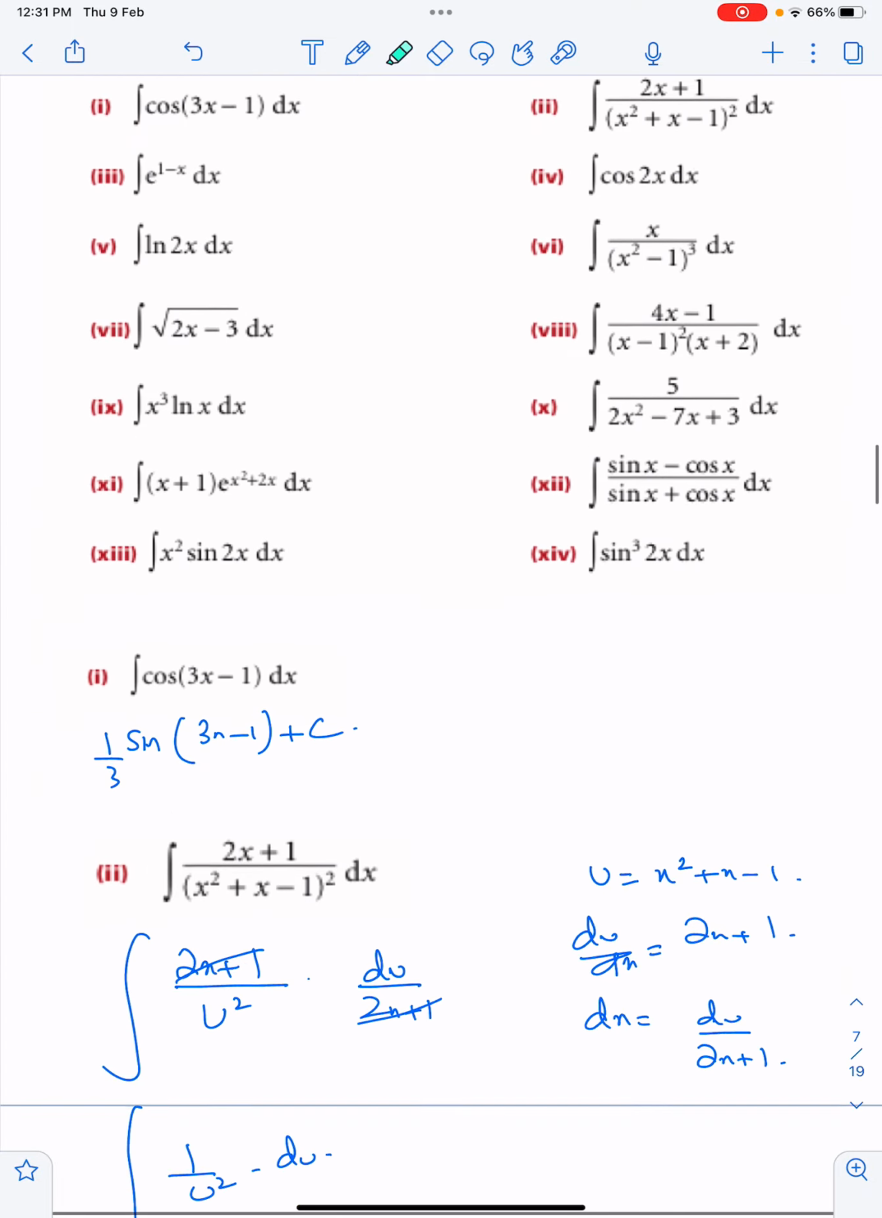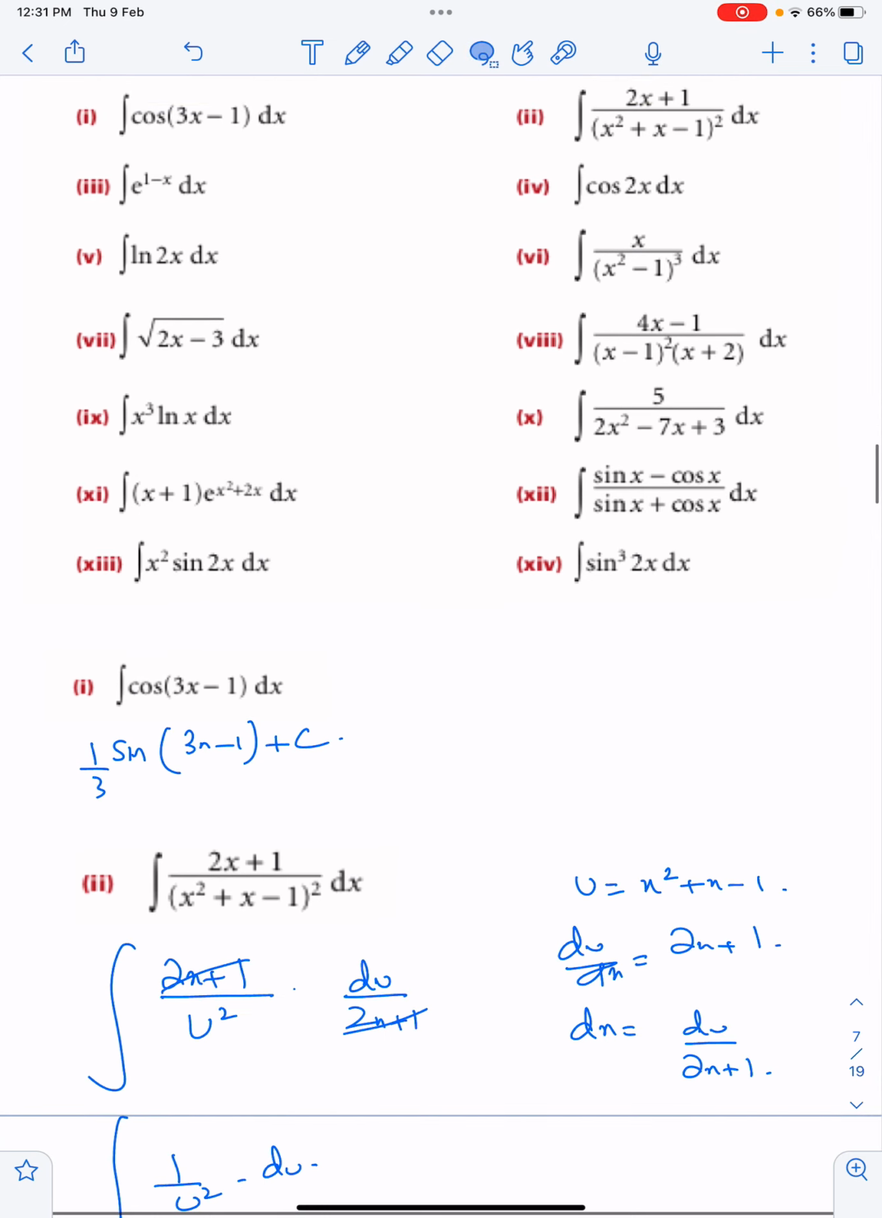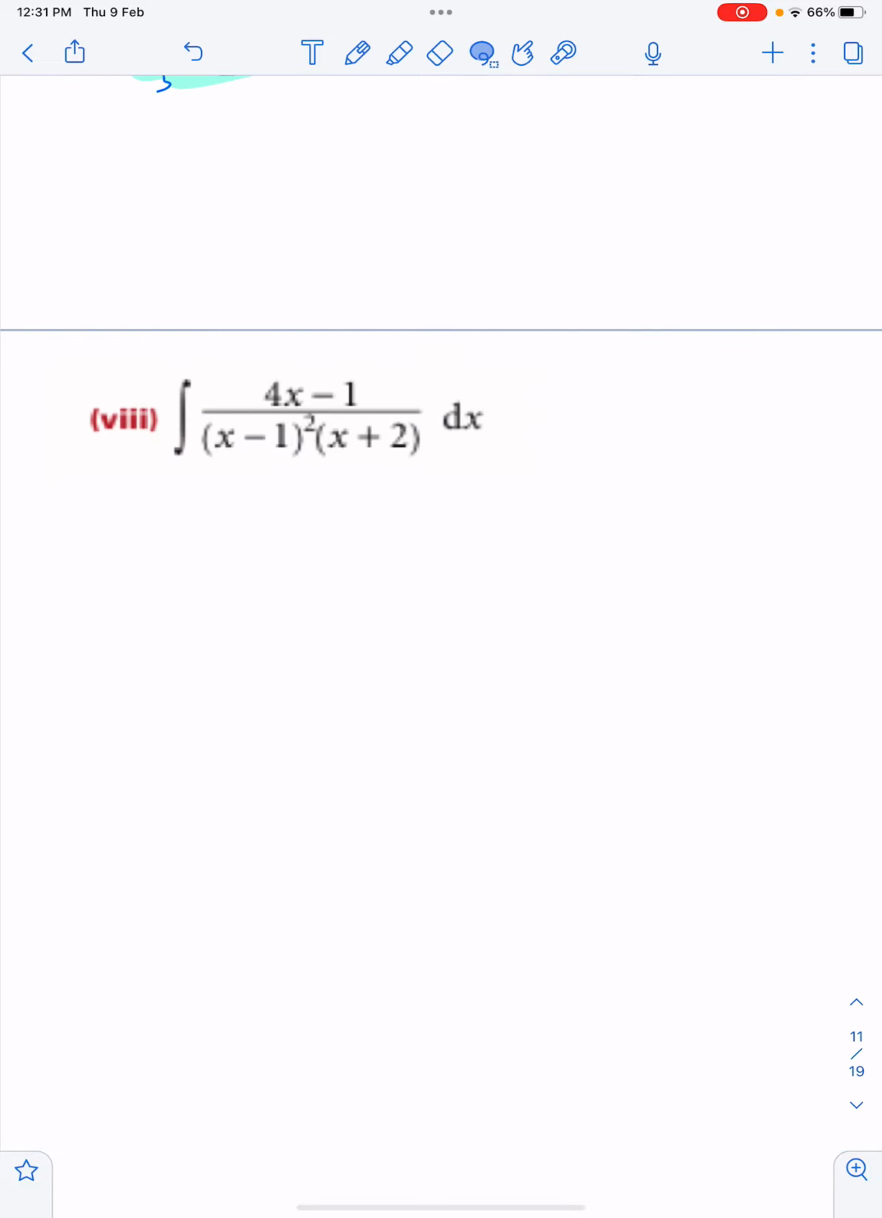Next question is 4x minus 1 upon x minus 1 the whole square into x plus 2.